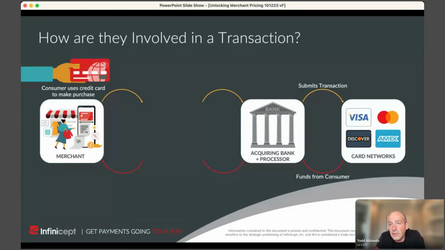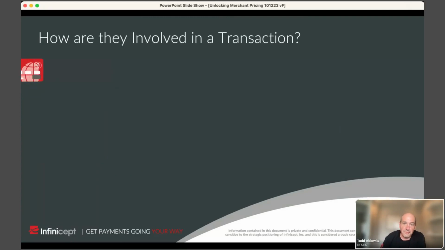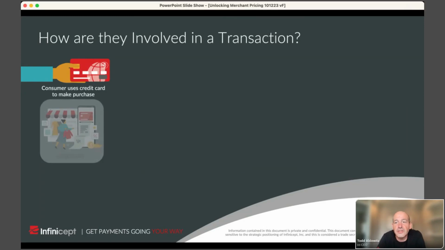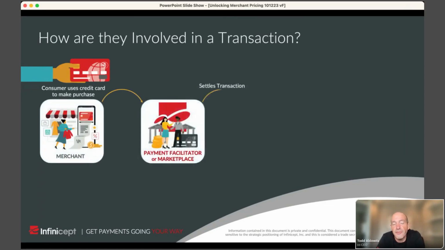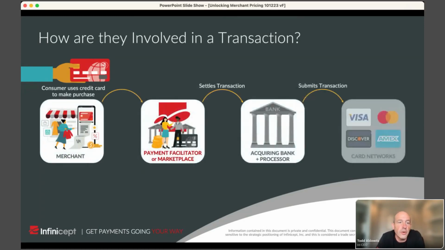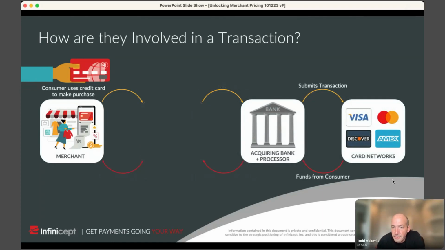The card network's going to take those transactions and they're going to send back data to the processor and money to the bank. And then the processor is going to fund the payment facilitator, who in turn is going to fund the merchant. Any questions about that? If not, we're going to get into pricing.